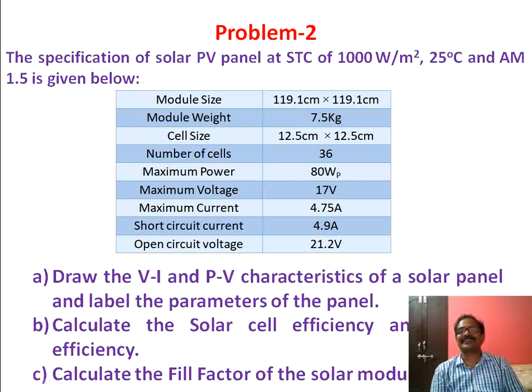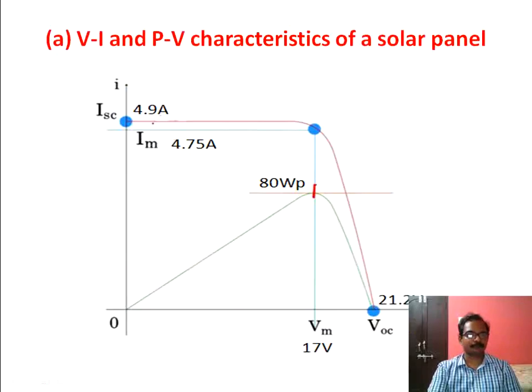Now what is it that they are asking us to find out? They are asking us to draw the IV and PV curves of a solar panel and label the parameters of the panel. And then the second bit is calculate the solar cell efficiency and solar module efficiency. And third bit is calculate the fill factor of a solar module, which is a very very important problem given twice in the exams. IV and PV characteristics of a solar cell.